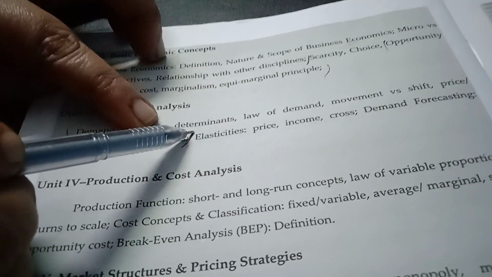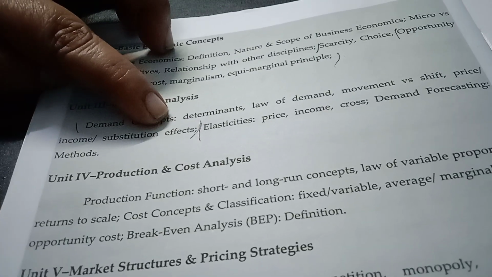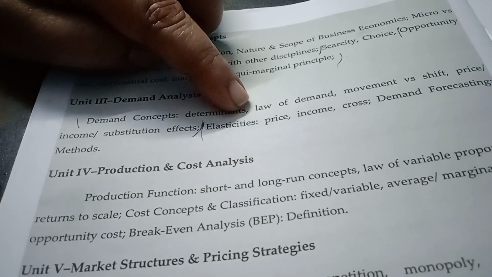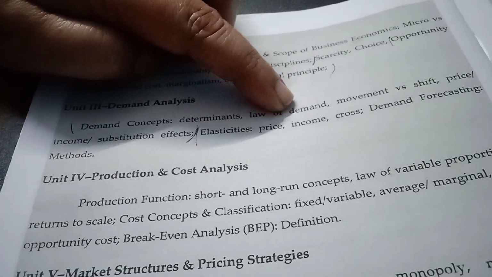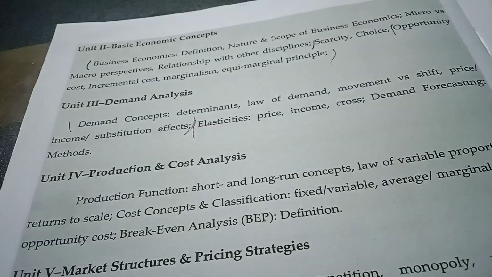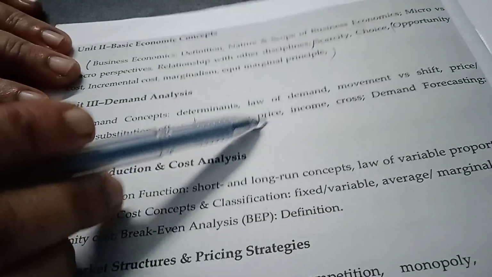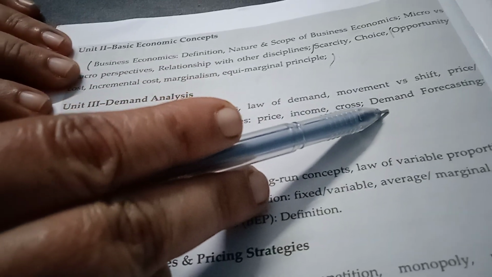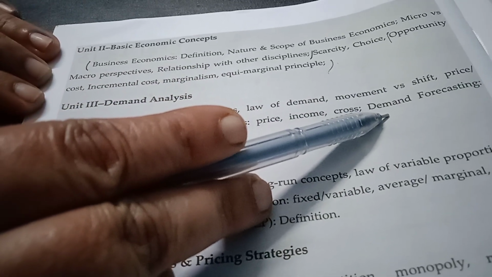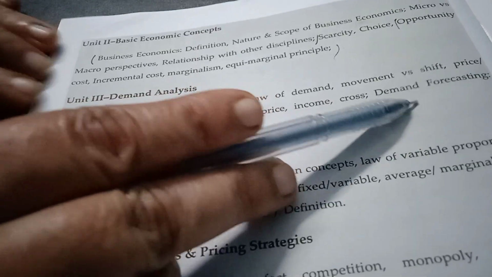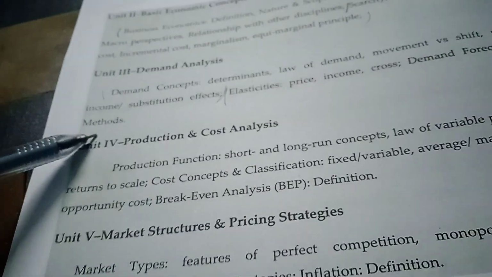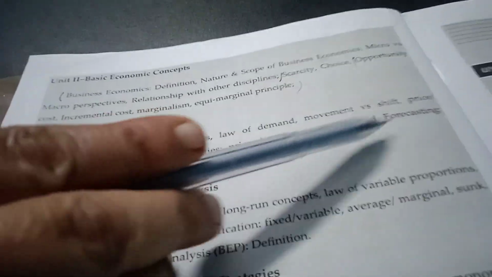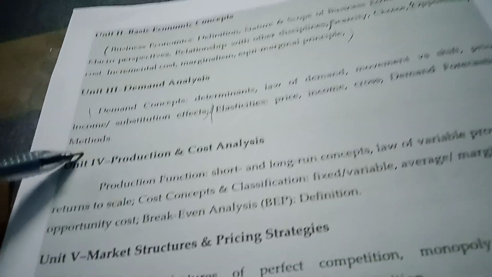Now the second half starts with elasticity of demand. Again we have to read the definition and types of elasticity of demand. Here three types are there: price, income, cross. In chapter 2 we are covering the most important topic, and this time the most expected question also: demand forecasting methods. My suggestion to the students is to compulsorily go with this topic, demand forecasting methods.